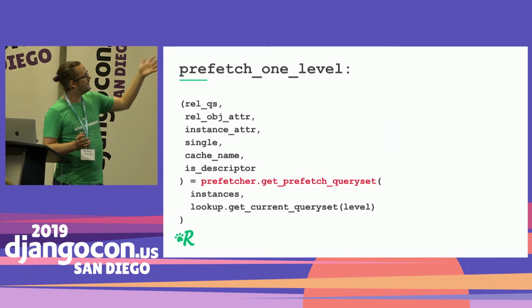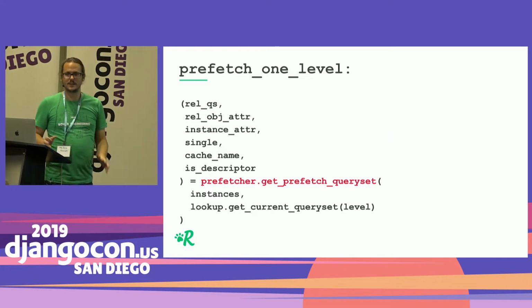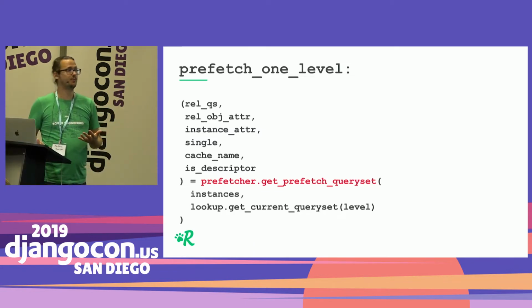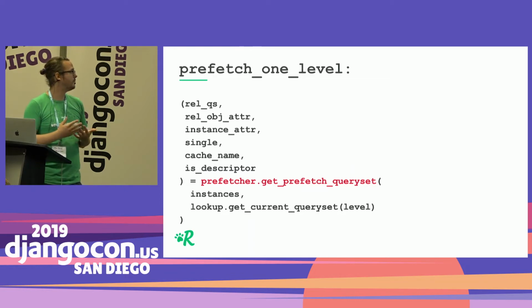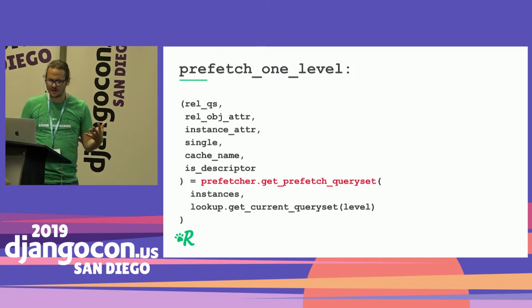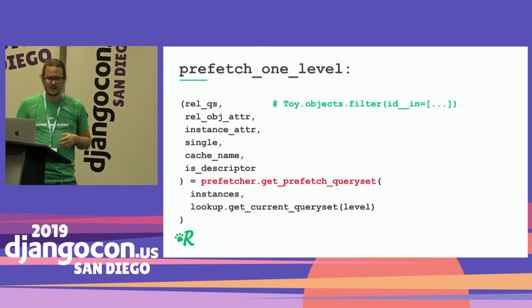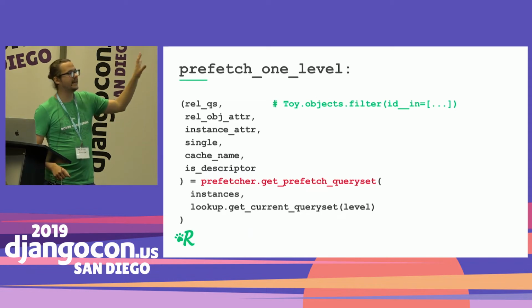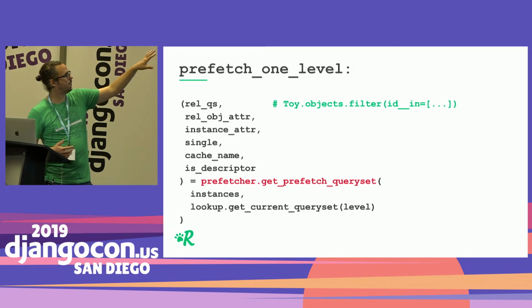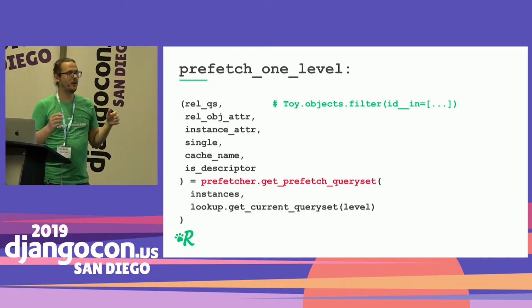This is the interface that get prefetch query set has. This is where all the interesting stuff happens with respect to prefetching. What get prefetch query set is supposed to return is a 6-tuple with 6 pieces of information, and I'll talk about what they are. The first thing in the tuple is an iterable of related objects. When we are doing dog.objects.prefetch-related favorite toy, this rel QS will be a query set of all of those favorite toys.